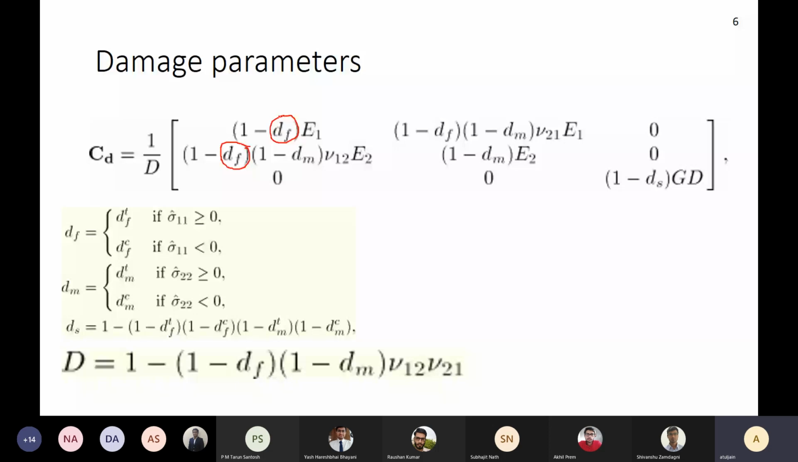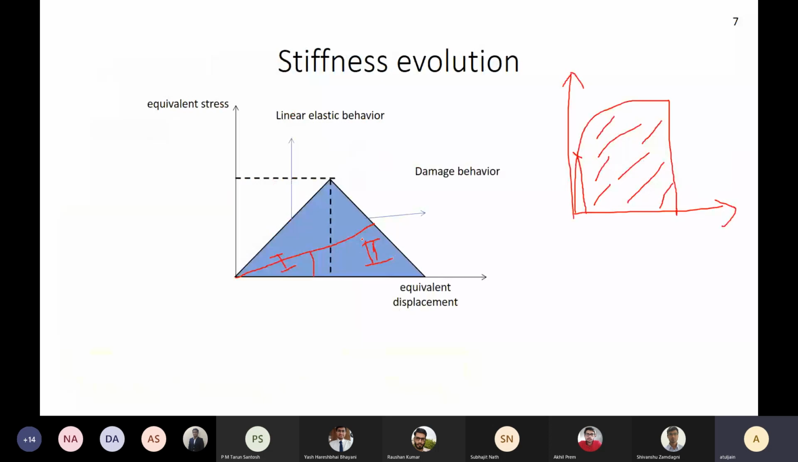It has asked for 4 fracture energies. It is going to imagine 4 curves like this depending on the type of loading and depending on which damage has happened. Accordingly, it is going to update the stiffness assuming this bilinear behavior.